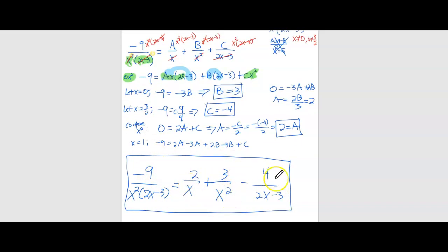The point of being able to do this is that when you get to calculus, the calculus of the left expression is much more difficult than the calculus of the right expression. All right.